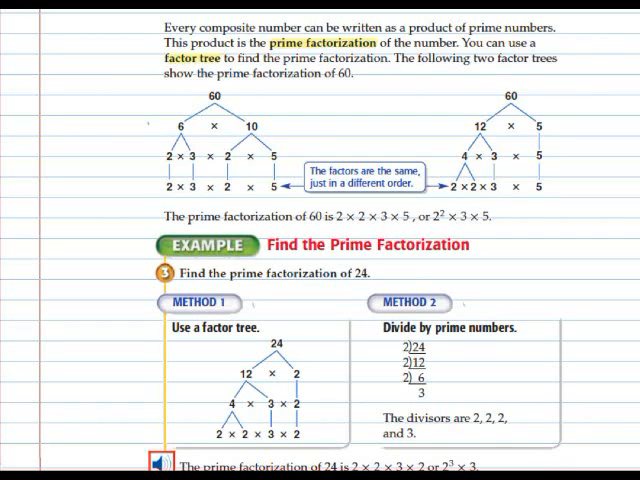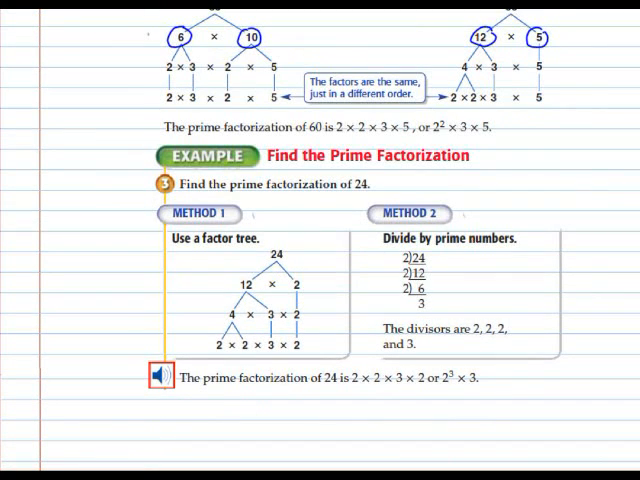This product is the prime factorization of the number. You can use a factor tree to find prime factorization. The following 2 factor trees show the prime factorization of 60. And what they want you to note here is that whether I start with 6 times 10 or 12 times 5, if I do my prime factorization correctly, I will end up with the same prime factorization, 2 times 2 times 3 times 5, or 2 squared times 3 times 5.